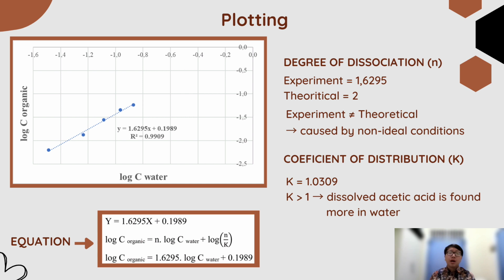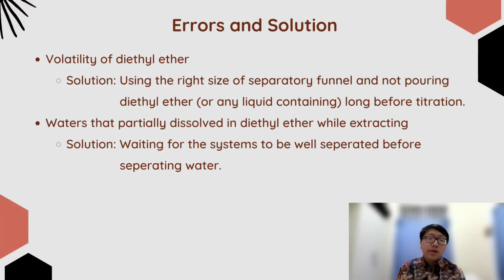It is more than 1, so we can say that we can find more dissolved acetic acid in the water. And about the error and solution, volatility of the ethyl ether is one of them. So we can solve this by using the right size of separatory funnel, and not pouring the ethyl ether or any liquid containing it long before titration.